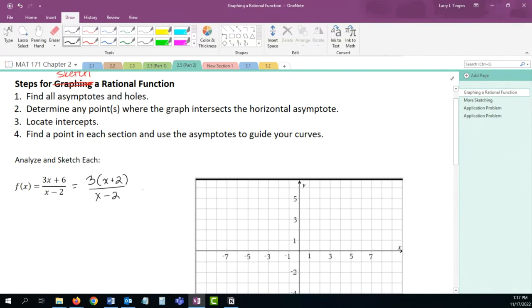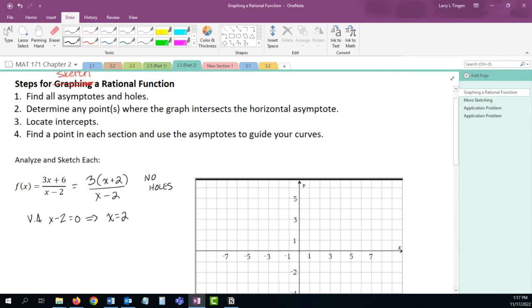Well, we don't have any matching factors here, so I know right off the bat there will be no holes in this graph. I know I'm going to have a vertical asymptote when the denominator is 0.